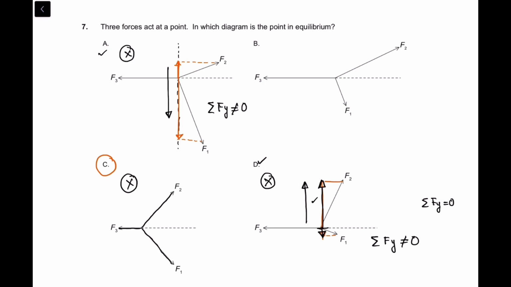So the only viable option is option B. What is happening in option B? Along the y-axis, these two vectors are of equal magnitude, so this is equal to this. So the summation of net force along the y-axis is equal to 0. That means option B is the correct answer.